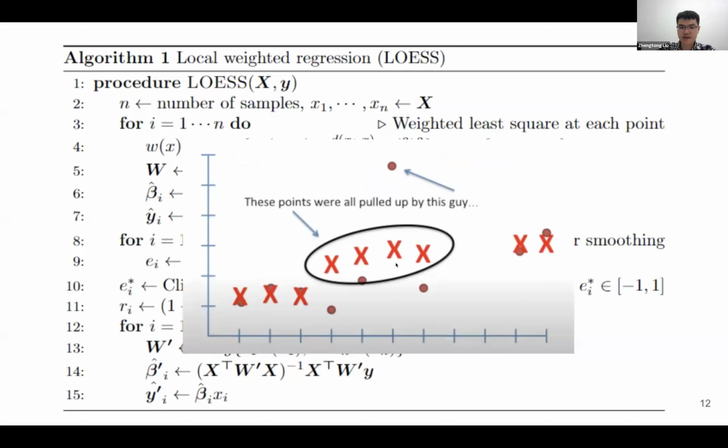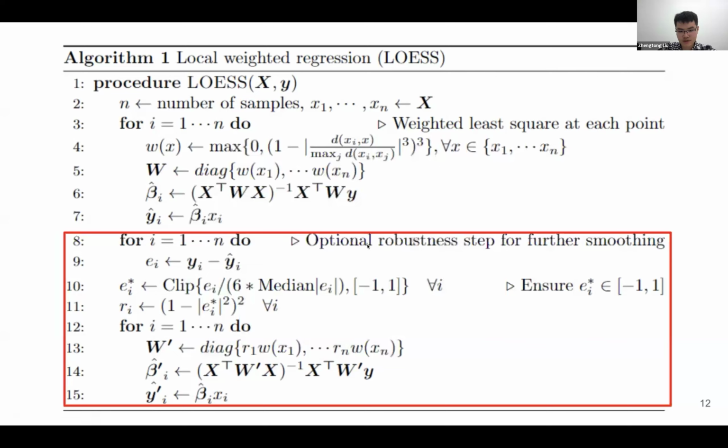And a very simple solution to this might be: if there's a large residual gap, we can just inversely downweight the weight in the weight kernel. So that's actually the idea of the second step of LOWESS regression. This is an optional step, but it helps to ensure robustness for further smoothing.